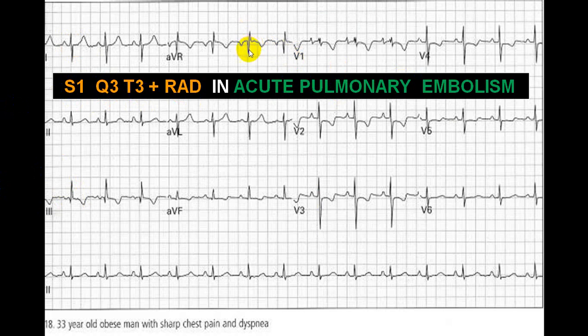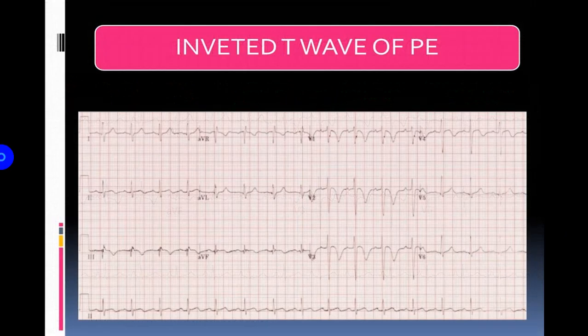And you have got an RVH. This is RVH, terminal R wave. Here R wave is prominent. And here in V5, V6 you can see the S wave. And here there is a strain pattern. So this is RVH with strain pattern. So when you see S1, Q3, T3 plus right axis deviation plus RVH with strain pattern, it is in favor of an acute pulmonary embolism.